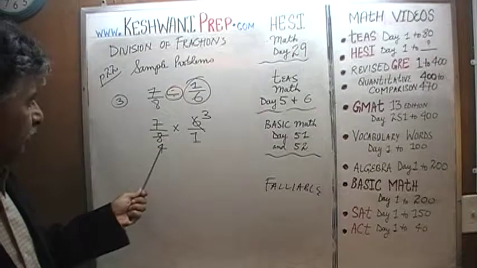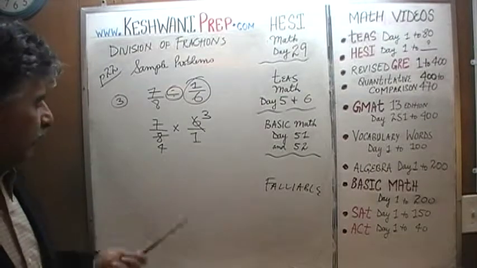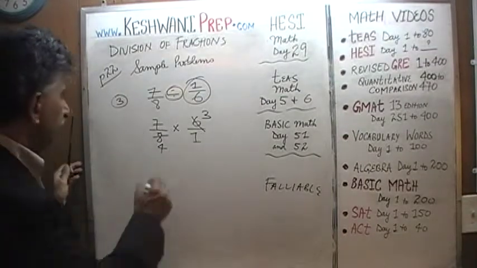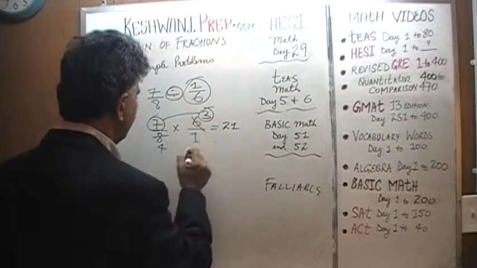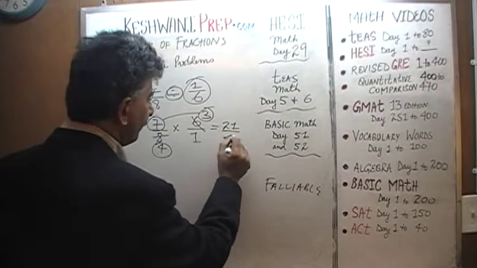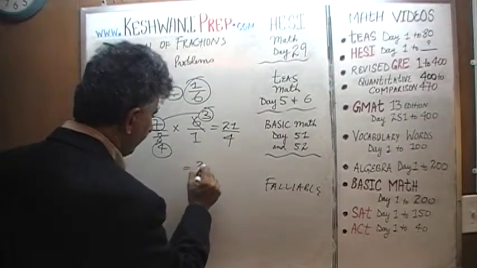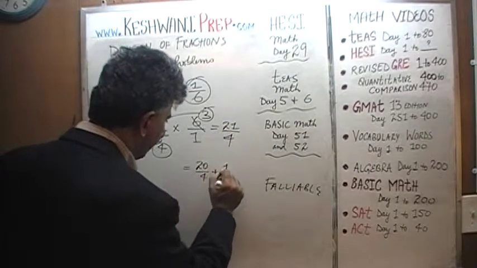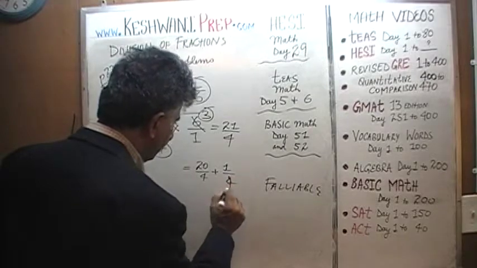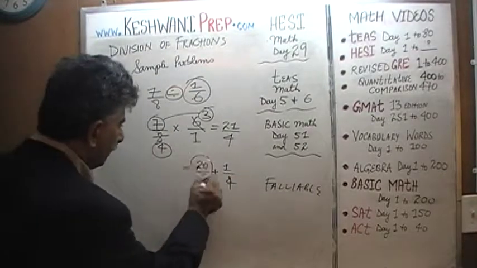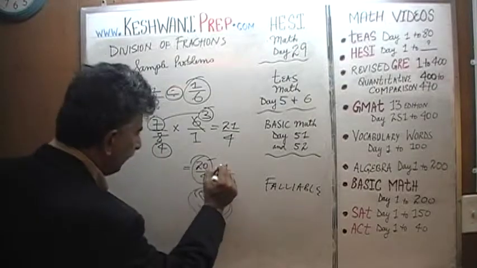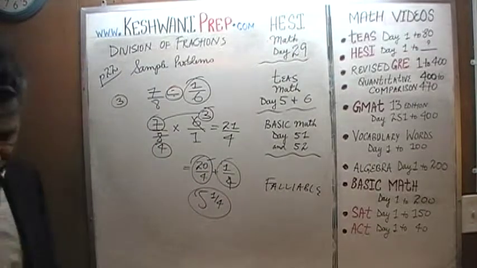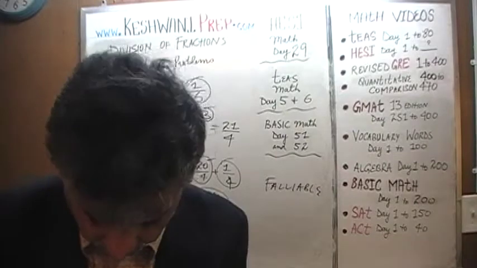There is nothing else we can do. 4 and 7 and 3, they have nothing in common. So it's just going to be 7 times 3, which is 21, over 4. Which can be written as 20 over 4 plus 1 over 4. 20 over 4 is a 5. So the answer is 5 and 1 fourth. That's your answer. 5 and a quarter.